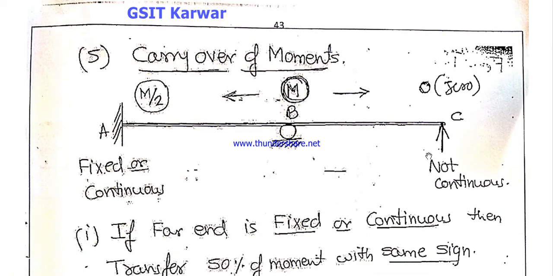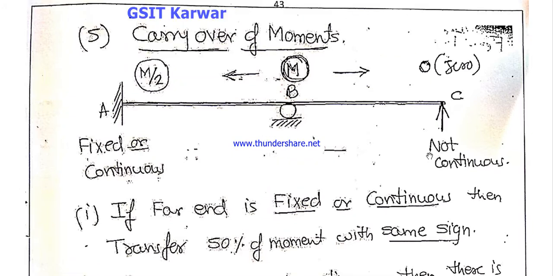Next, carry over of moments. Whatever moment occurred in the joint, those moments we are going to carry over towards both the spans or both the joints. Observe this example given here. The continuous beam is given here. The joint A is fixed and joint B is roller and joint C is simply supported.